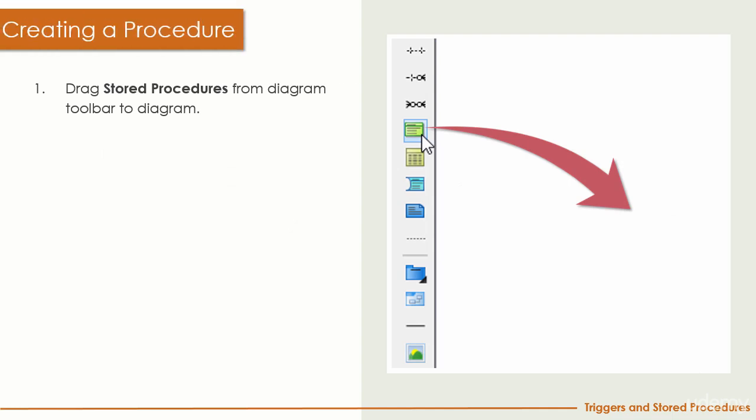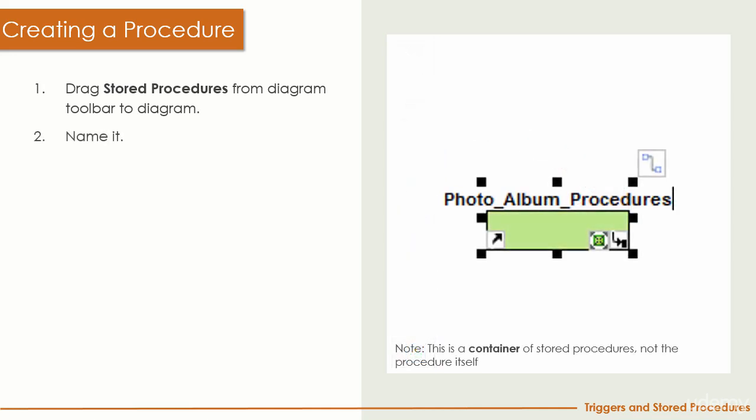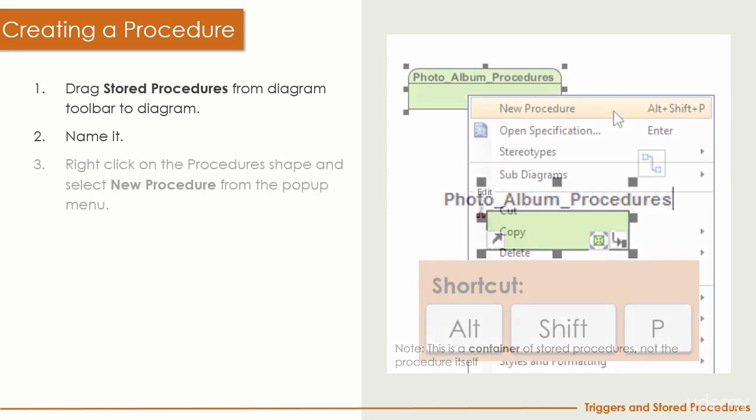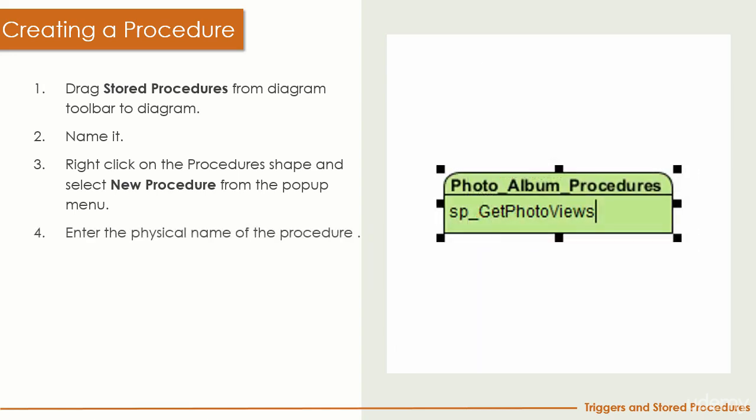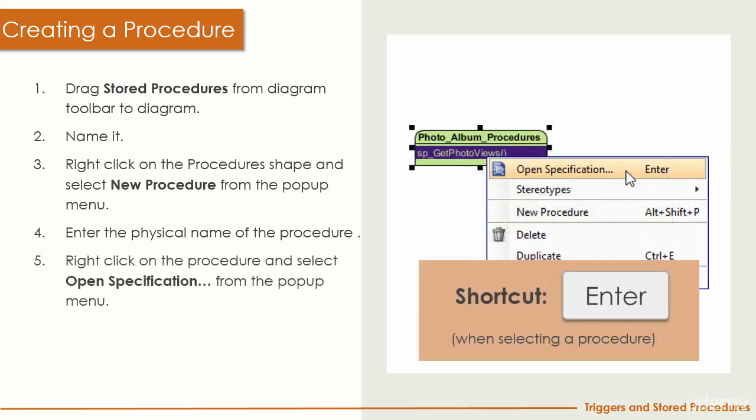To create a stored procedure in Visual Paradigm is very similar to the trigger. You just drag the stored procedure from the diagram toolbar to the diagram and name it. Same as the triggers, the stored procedures is a container which contains one or more procedures. So it is a logical container. Then you right click to create a new procedure, or use Alt+Shift+P as a shortcut. Then enter the name and open the specification, or hit the enter key.